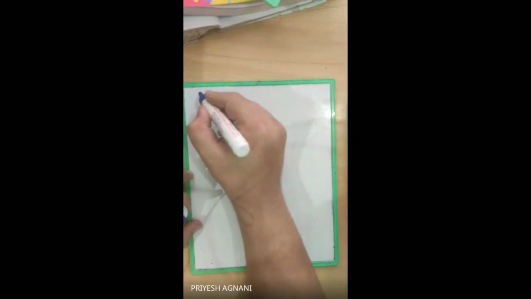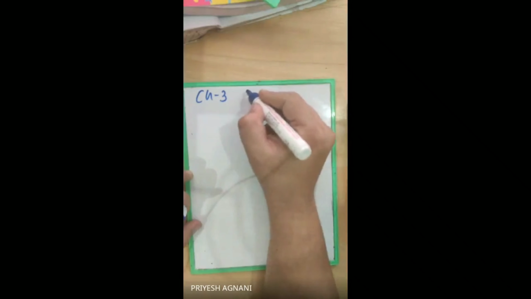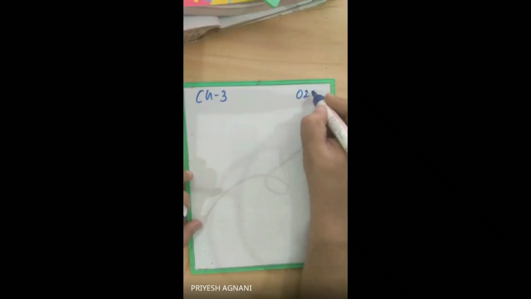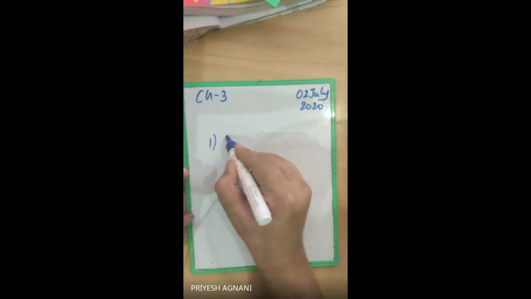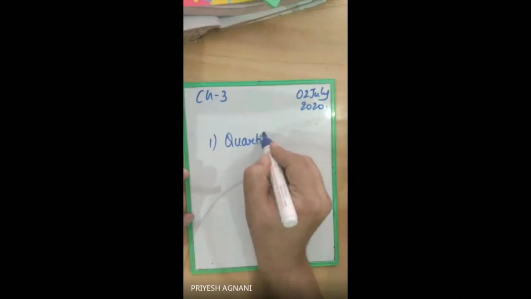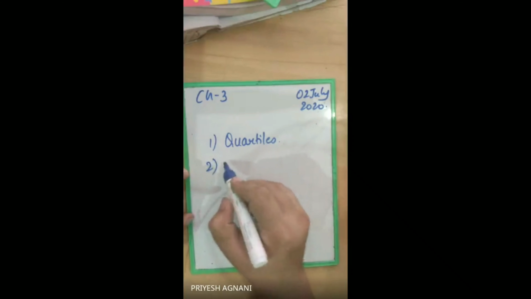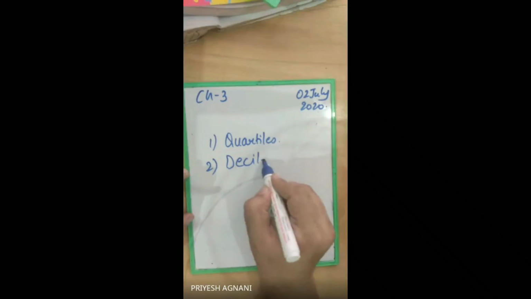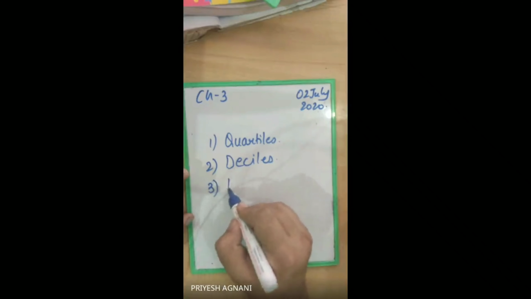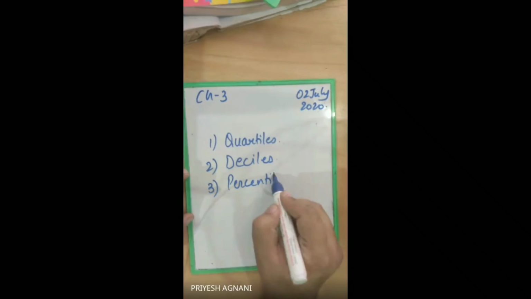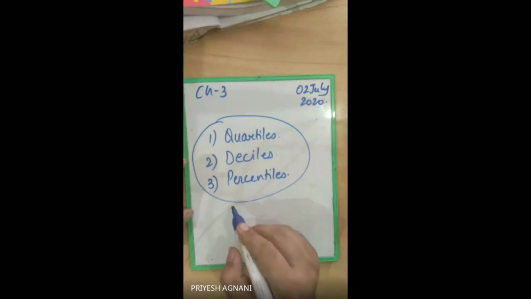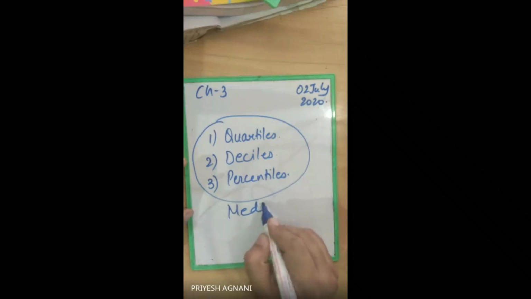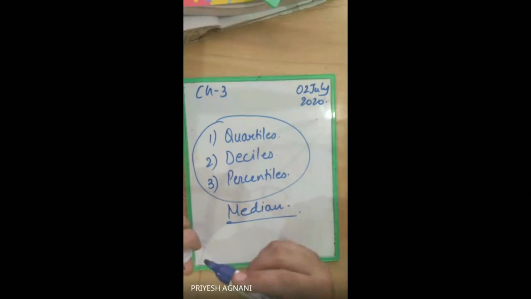Going to start with chapter number 3, and today is 2nd July 2020. We are going to learn about three different things. The first one is quartiles, the second one is deciles, and the third one is percentiles. Before we learn all these topics, we should know what the median is. Okay, so here we begin.